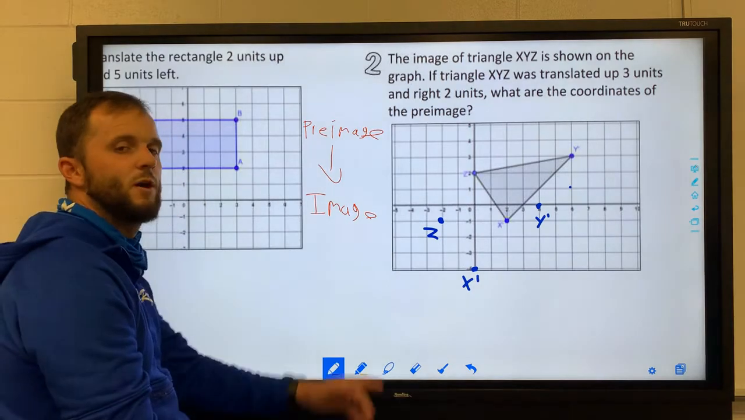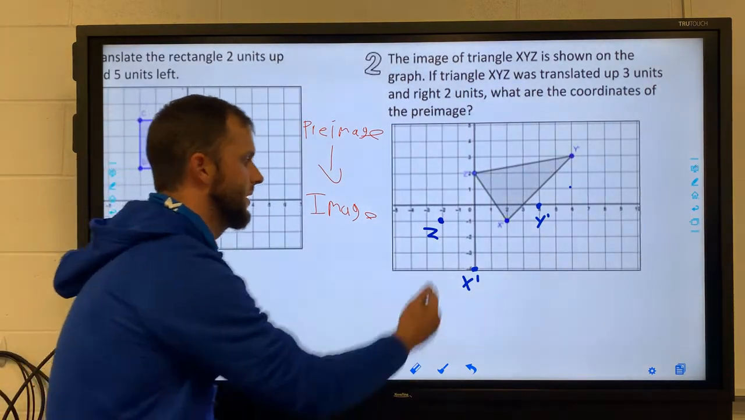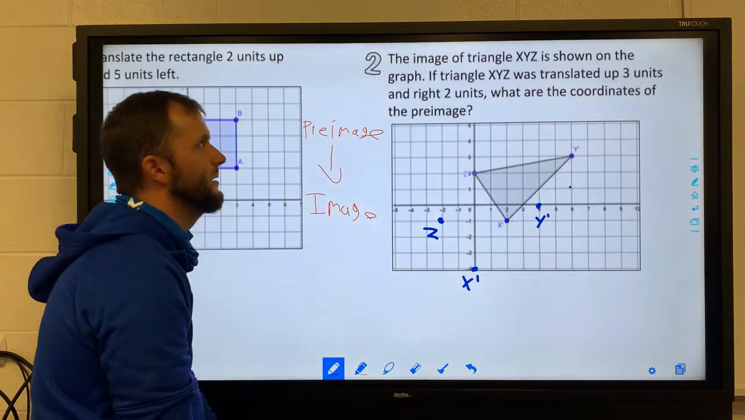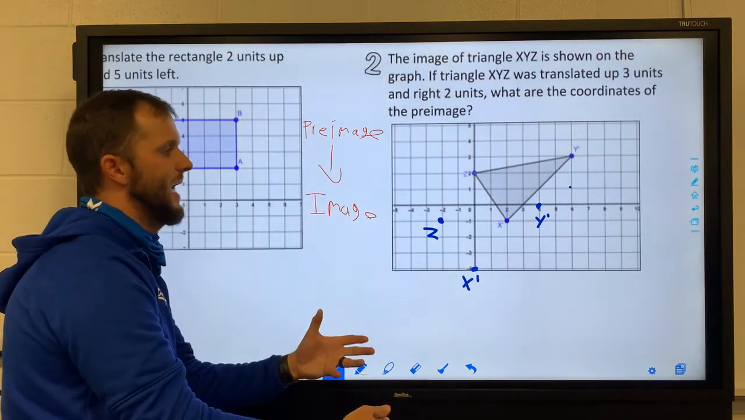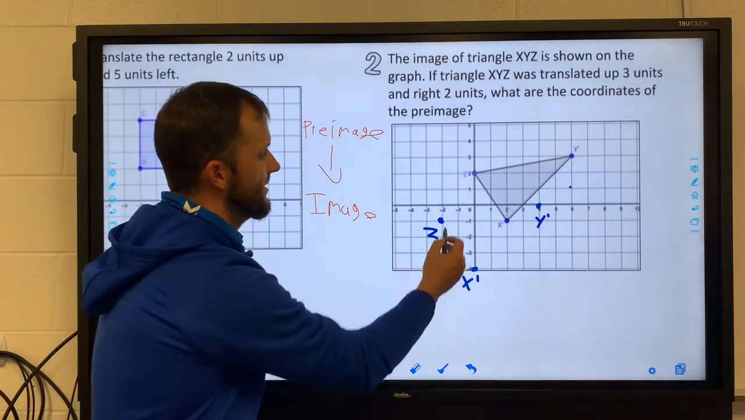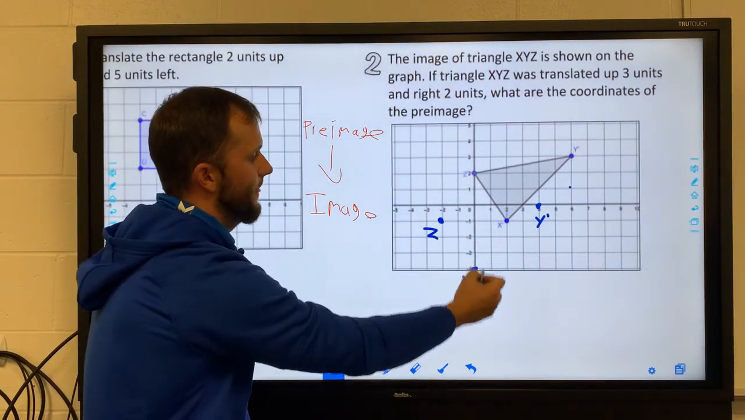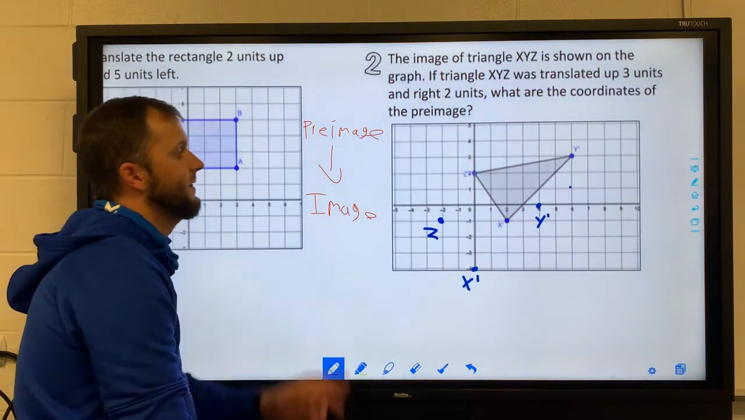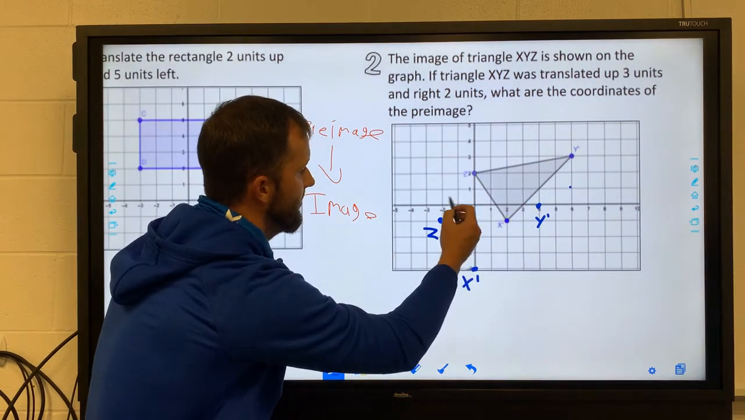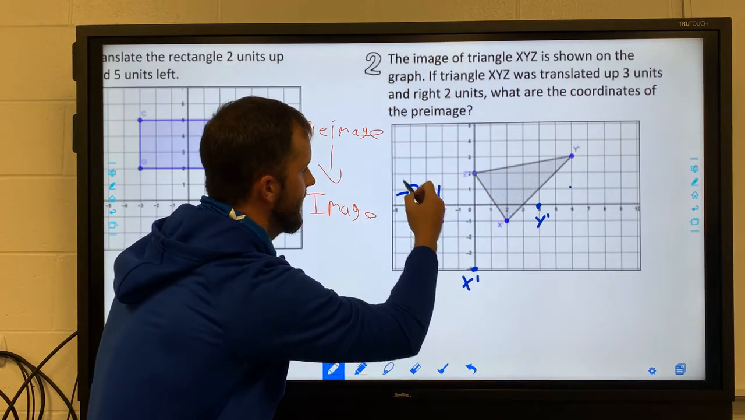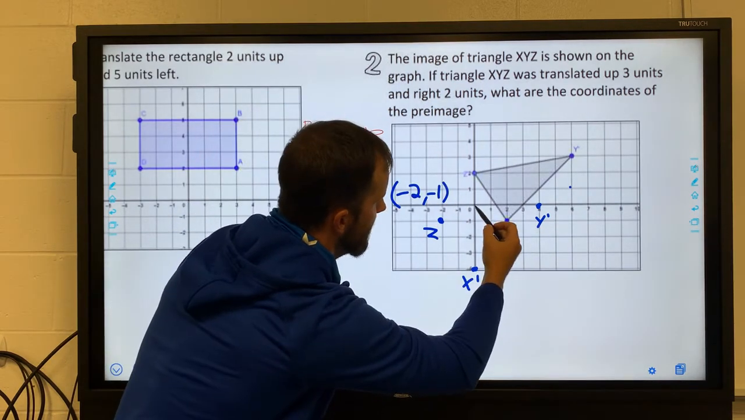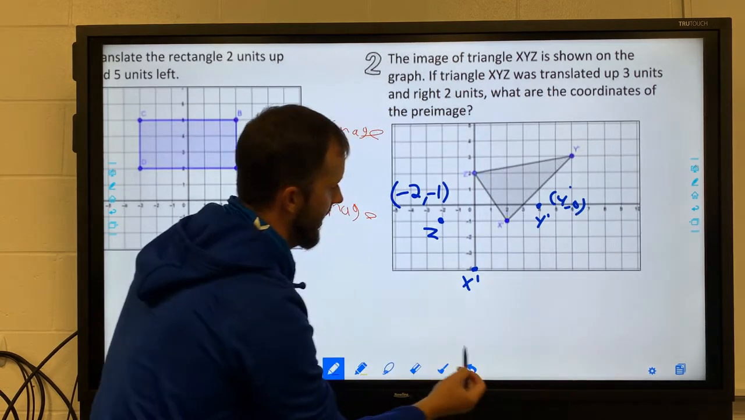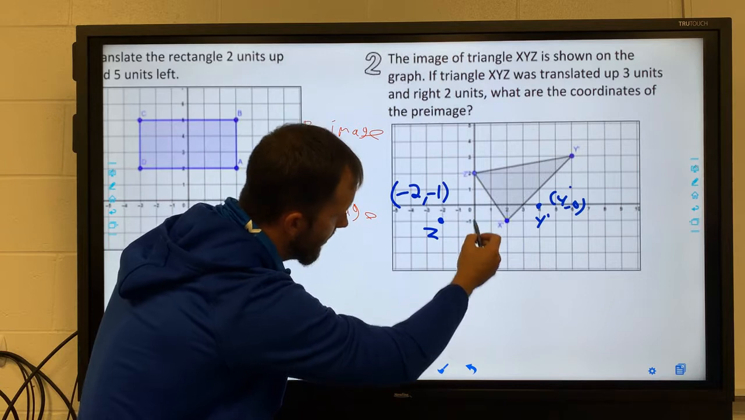And ladies and gentlemen, those are going to be your new coordinates of, actually, not your new ones, your old ones, because this is my original image because we undid what just happened, okay? So Z turned into Z prime, X turned into X prime, Y turned into Y prime, okay? And so my coordinates are going to be (-2, -1) for this one. This is going to be (4, 0). Okay, and then this is going to be (0, -4).